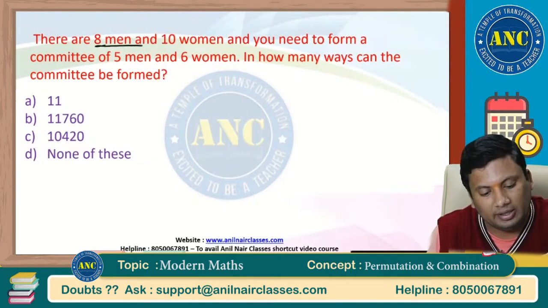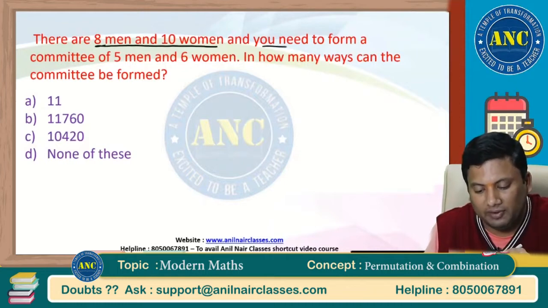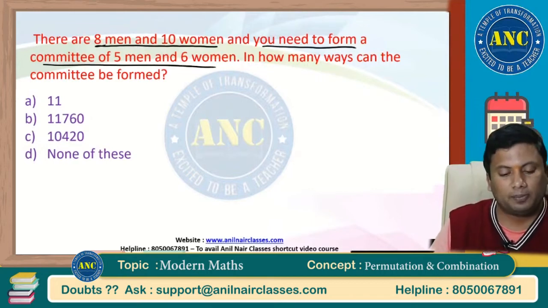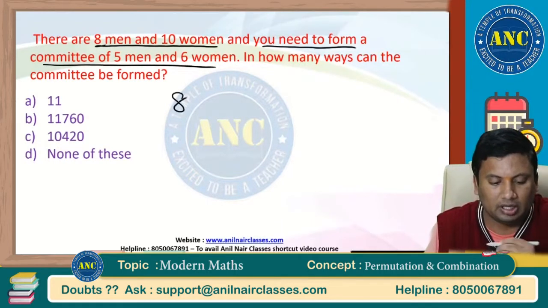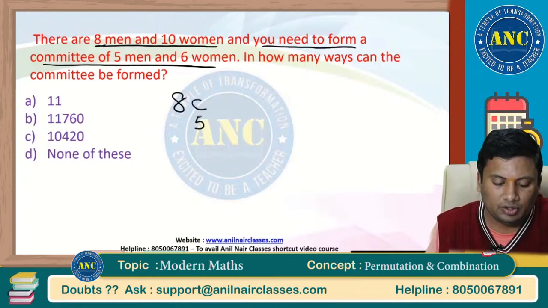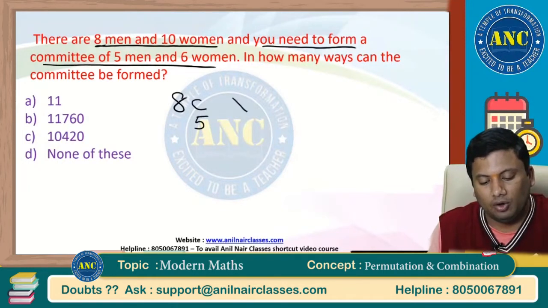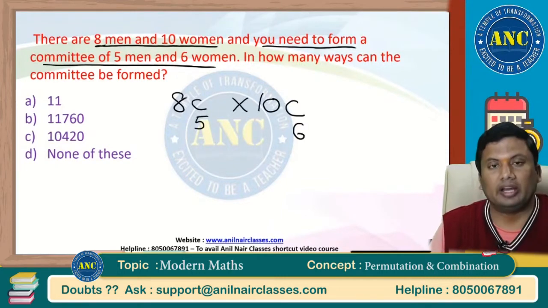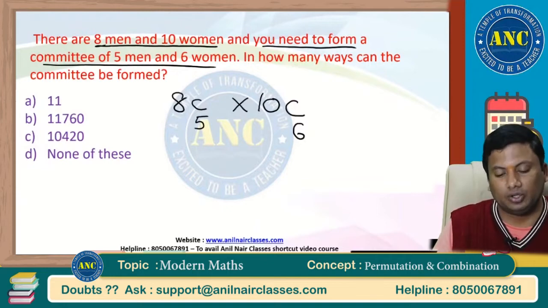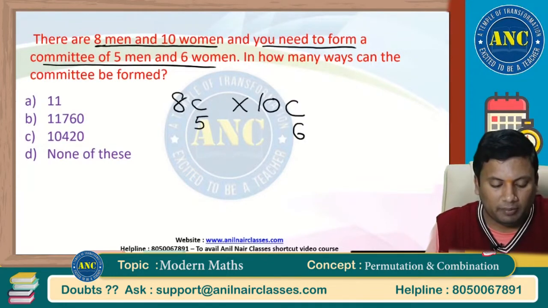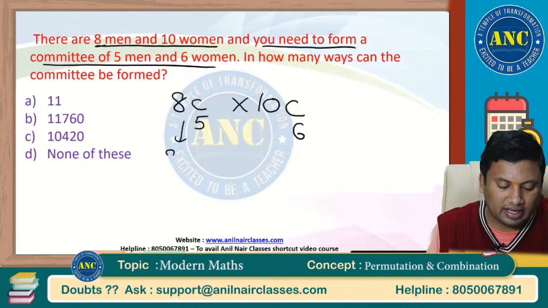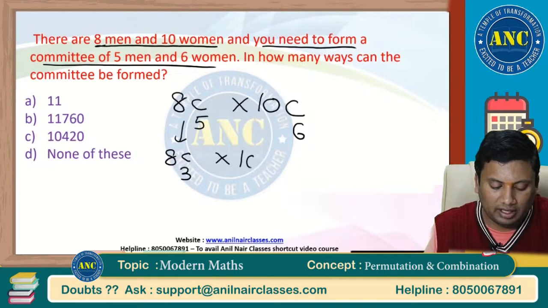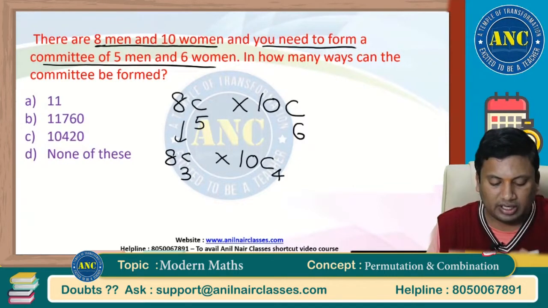There are 8 men and 10 women. In how many ways can you form a committee of 5 men and 6 women? Committee based problems are extremely important. Out of 8 men, I need to select 5: 8C5. Out of 10 women, I need to select 6: 10C6. Listen carefully, how am I doing it? Out of 8, selecting 5 is nothing but rejecting 3. Both are the same. Out of 10, selecting 6 is nothing but rejecting 4.